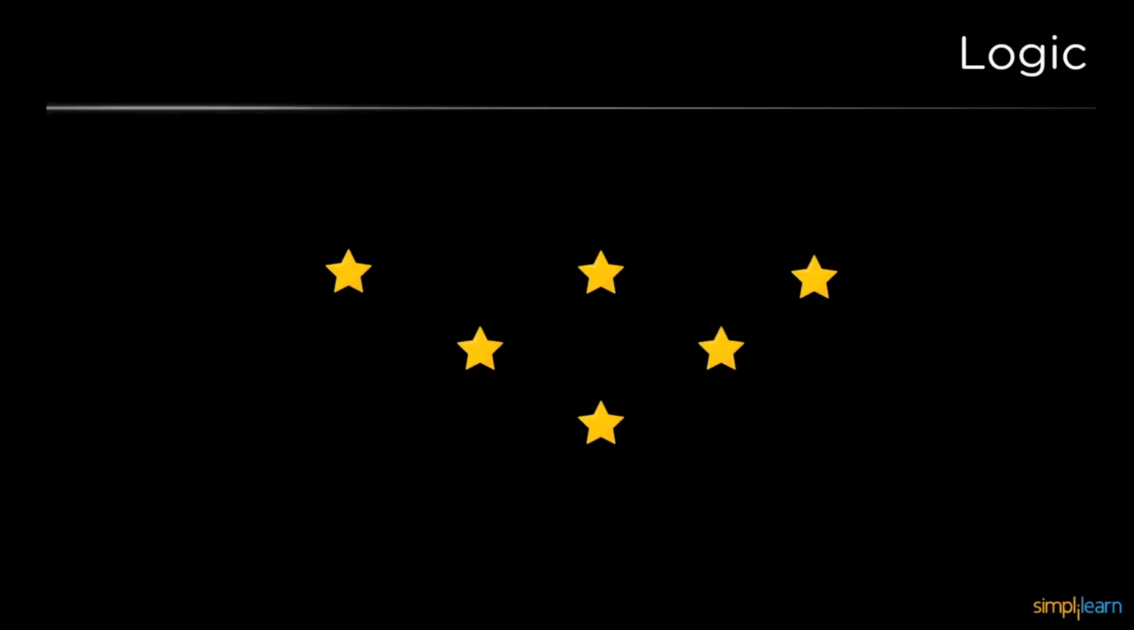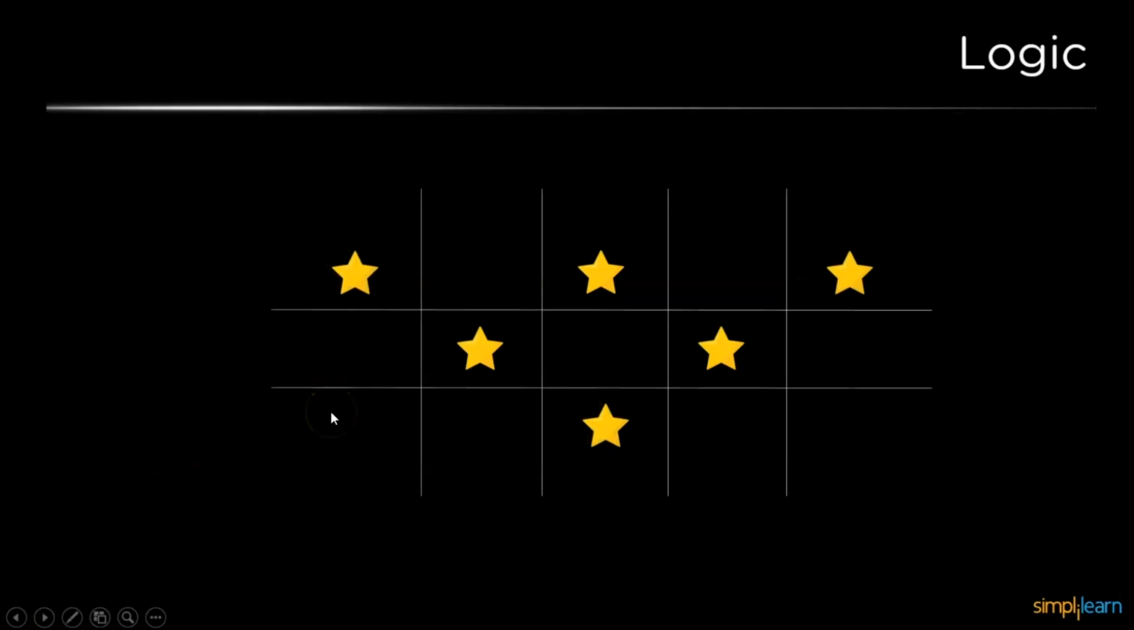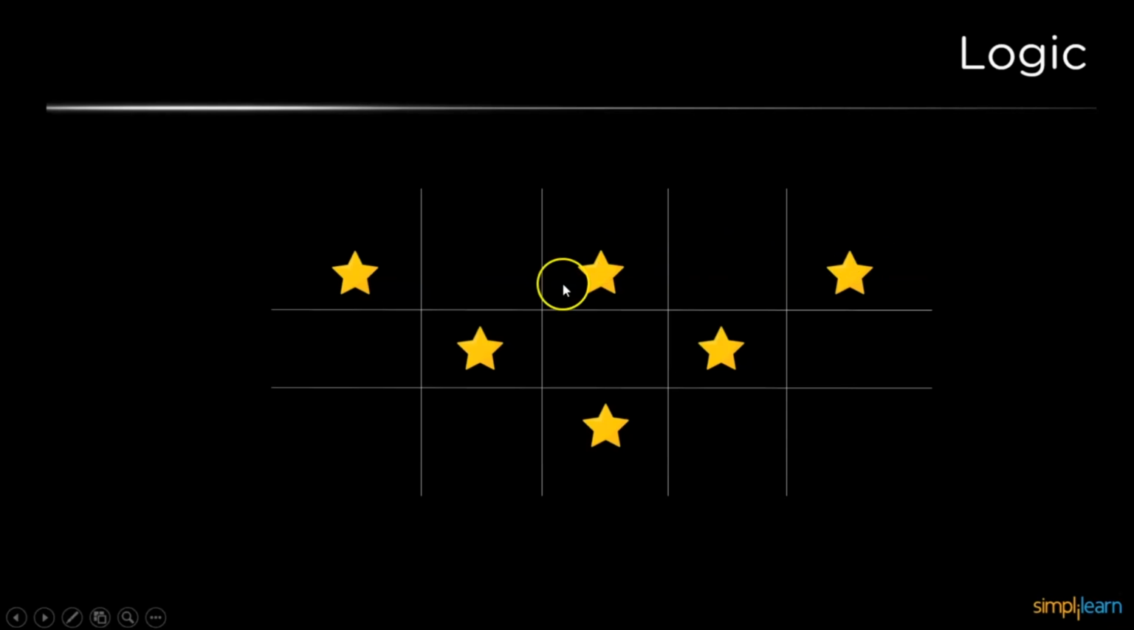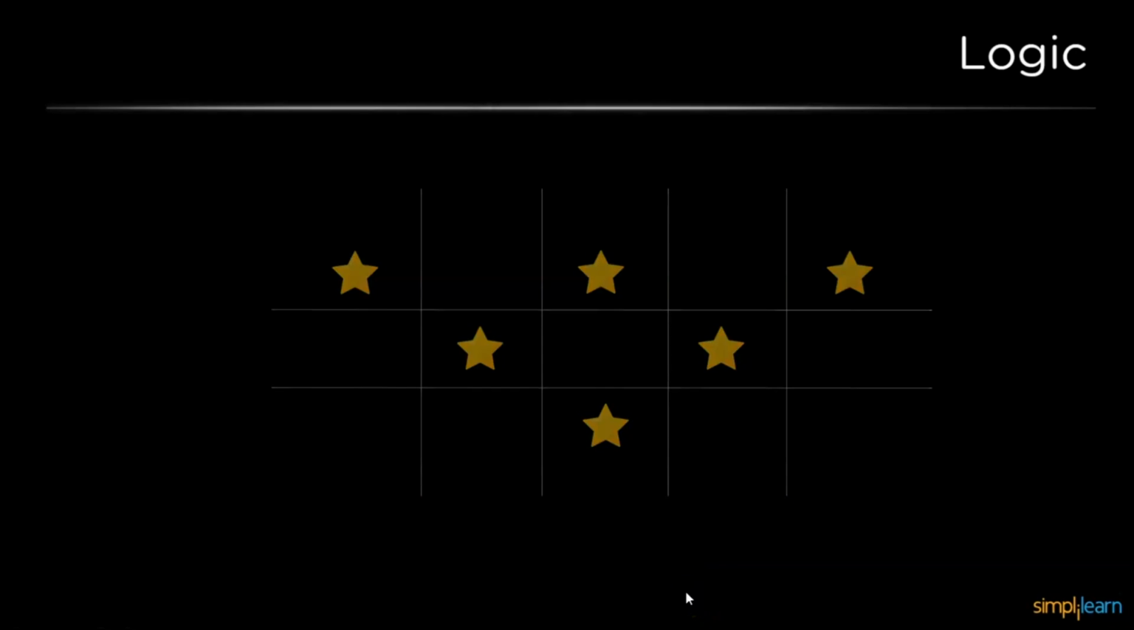Okay, next we have an inverted star pyramid. It is very much similar to our previous pyramid, but the only difference is that it is inverted. So let's have a look at the logic. It is similar to the previous logic, but it's just inverted. So in the first row, we have 3 stars, where first star, then space, again star, space, star. And in the second row, we have 2 stars. And in the third row, we have 1 star in between 2 spaces. So now let's have a look at the code.